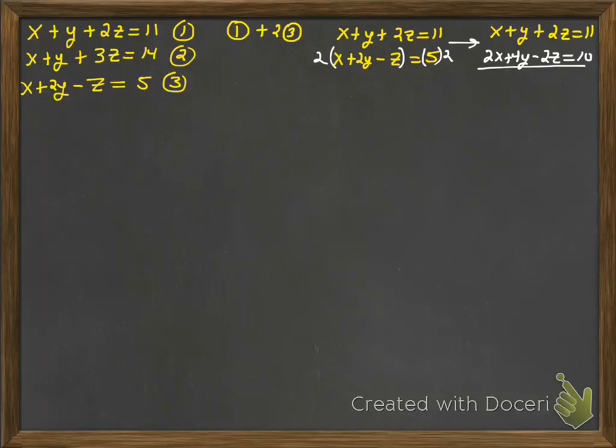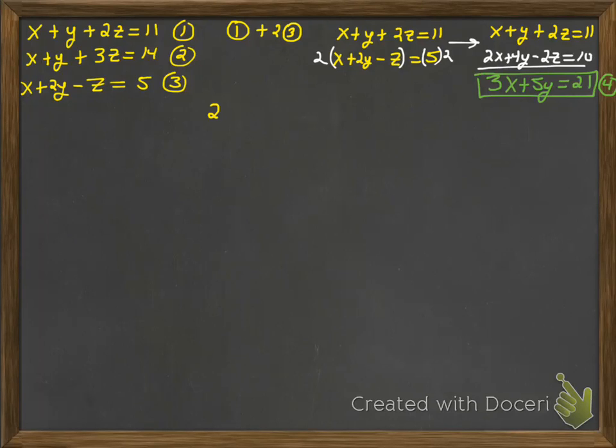I have a positive 2z added to a negative 2z, and the z's are going to cancel out, and I'll just be left with x's and y's. So 3x plus 5y is equal to 21, and I am going to call that equation 4. Okay? So that's halfway done with the new stuff.